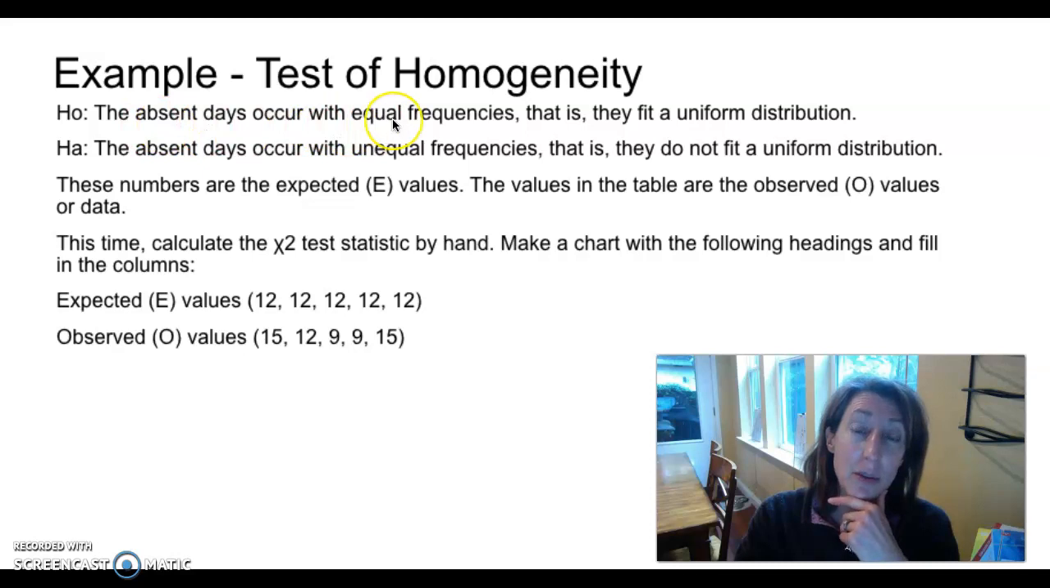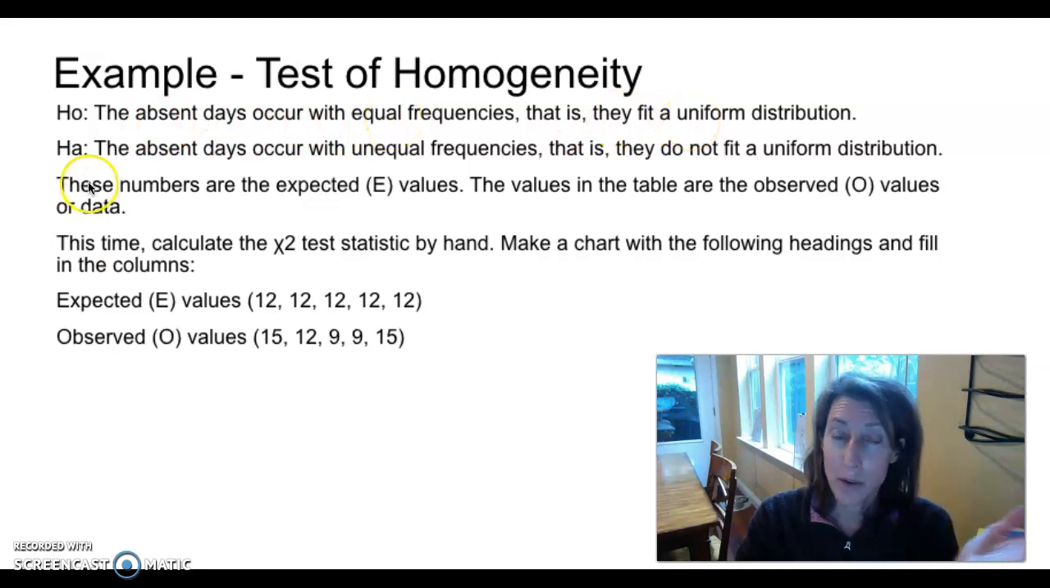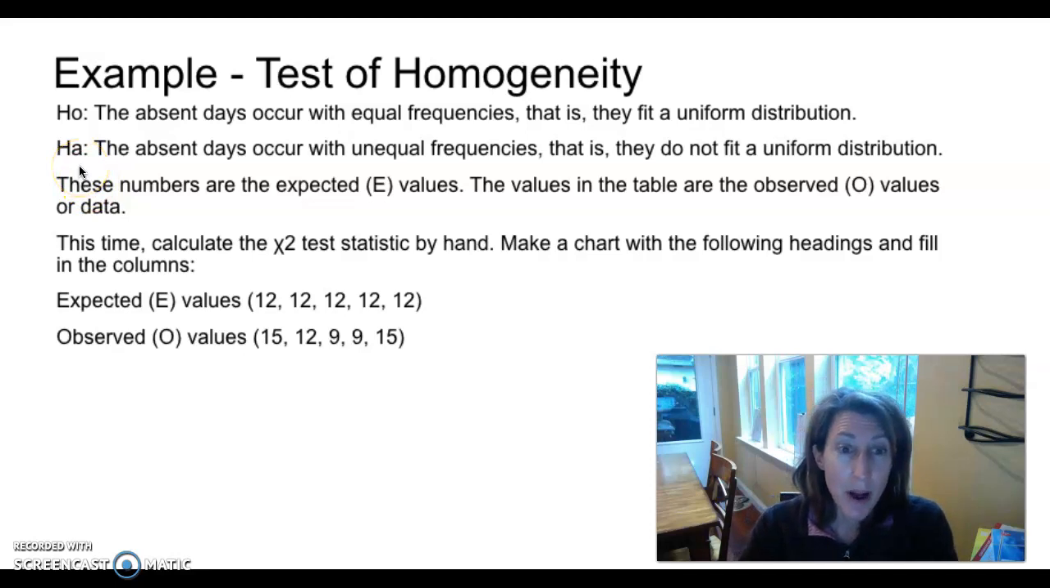The null hypothesis is that the absent days occur with equal frequency. They fit a uniform distribution, however you want to phrase it. The alternative hypothesis is that they are not occurring with equal frequency. They don't fit a uniform distribution.